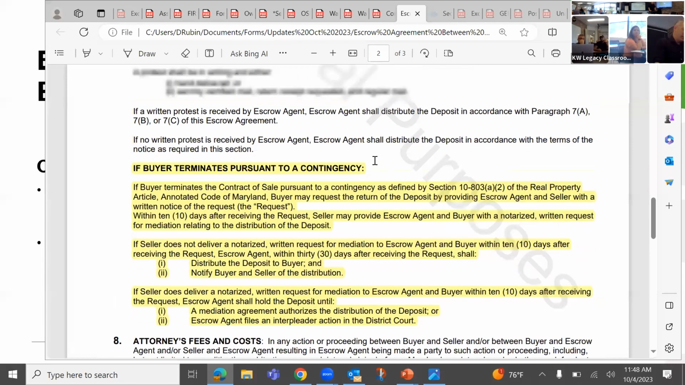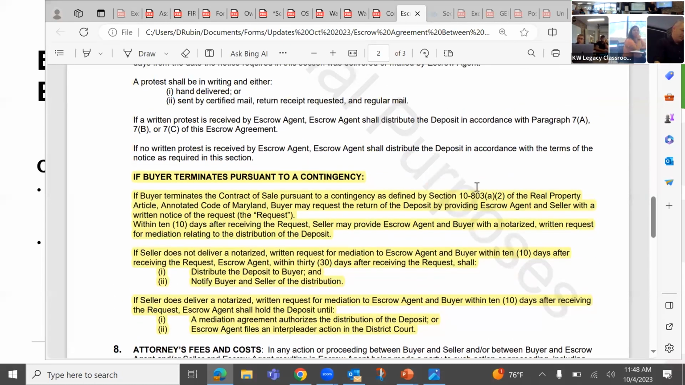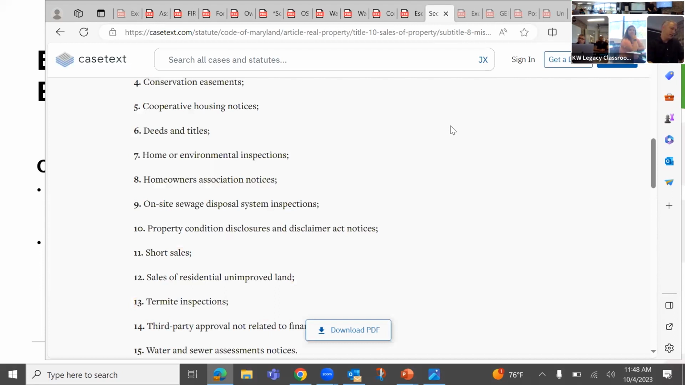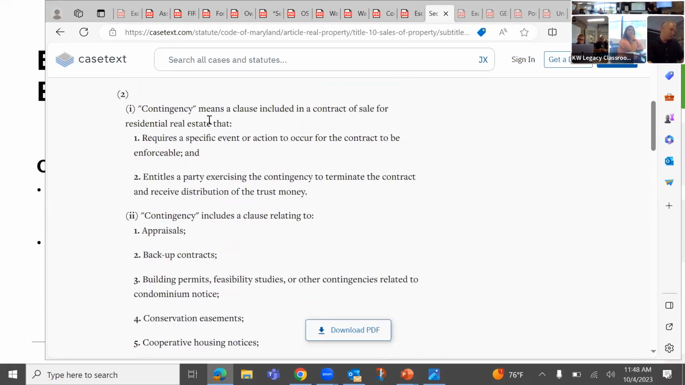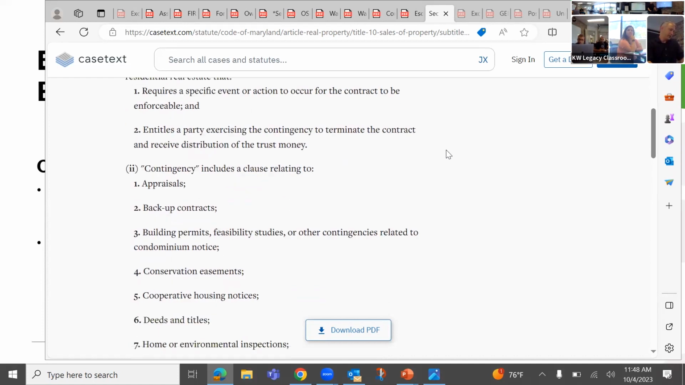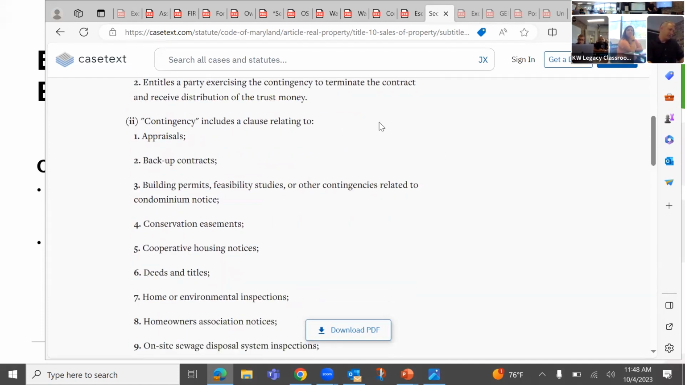Now I'm a lawyer, so when I see "contingency as defined," it doesn't say if the buyer terminates due to a contingency. There's fine print. It's like, okay, crap. So now I have to actually read the statute. So, okay, let's go to A2. Contract terminated due to contingency. Contingency includes as follows. No, this is a big list.